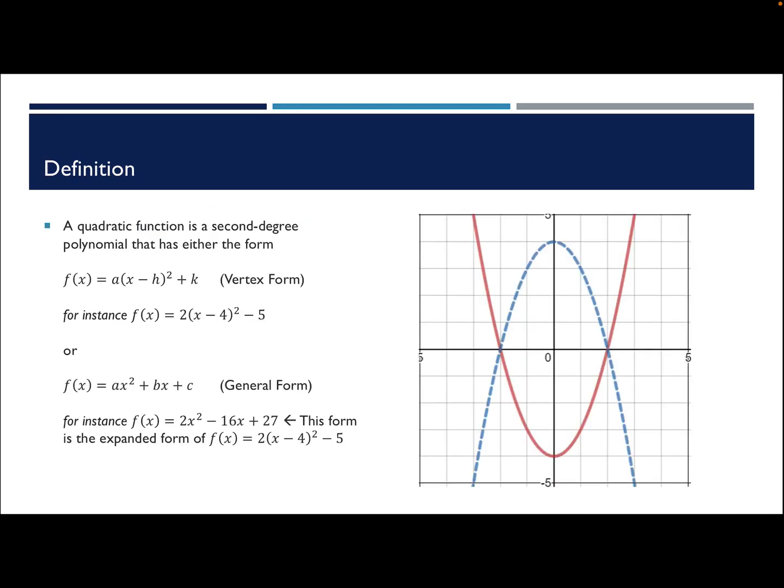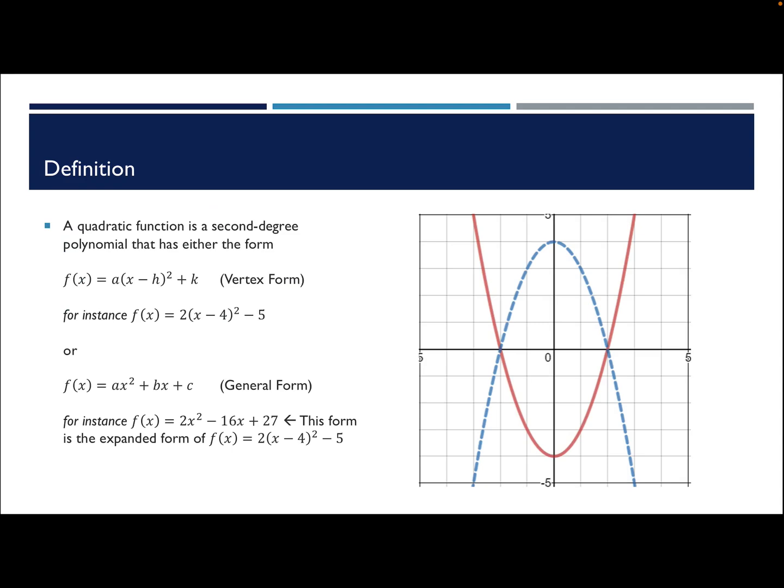All right, so a quadratic function is a second degree polynomial that has the form f of x equals ax squared plus bx plus c, which is the general form. The general form is just the expanded form of the vertex form. So if we have 2 times x minus 4 squared minus 5, the expanded form, or the general form, is 2x squared minus 16x plus 27.